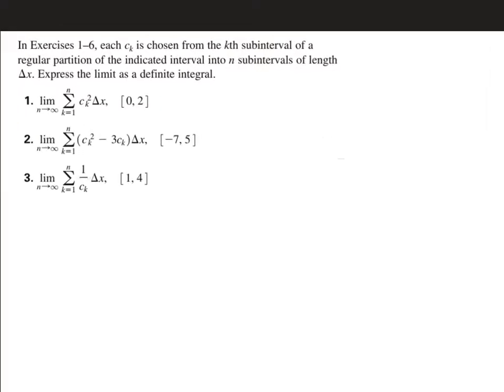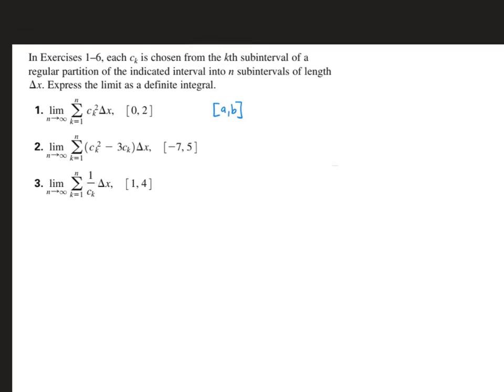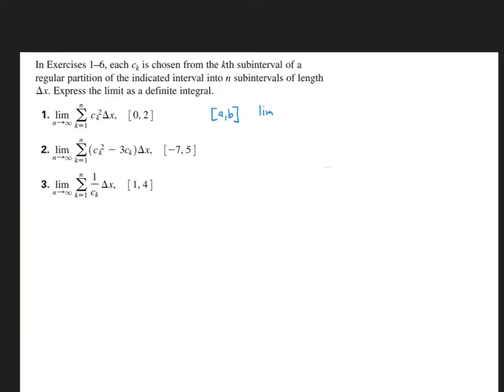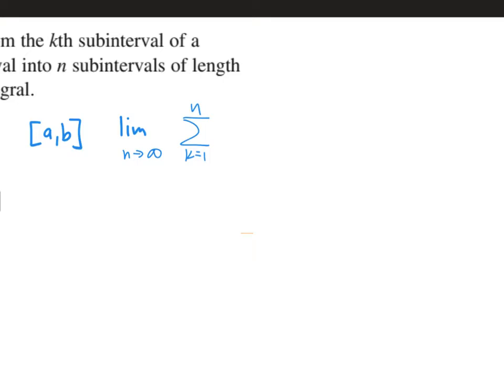Okay, so just in general for these, the general form for a definite integral will be, if you have on an interval from a to b, the limit as n approaches infinity of the summation k equals 1 to n of f of ck delta x, that equals the integral from a to b of f of x dx.